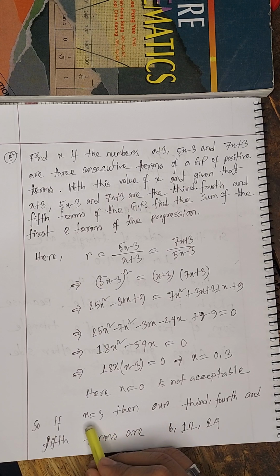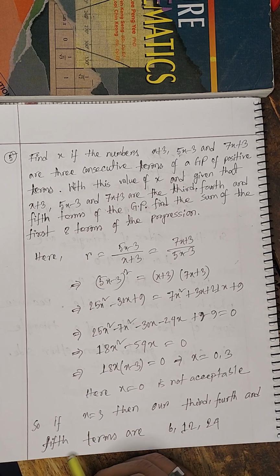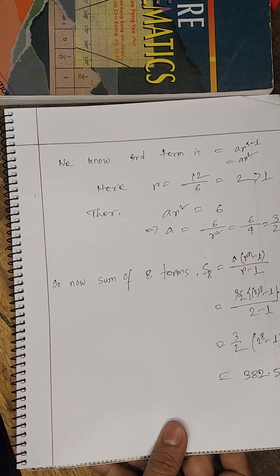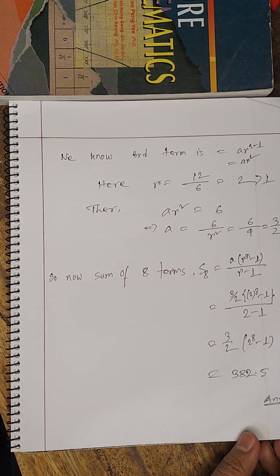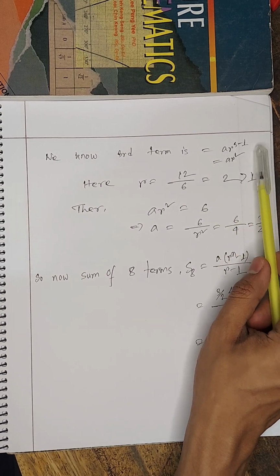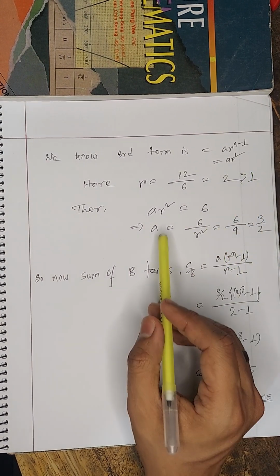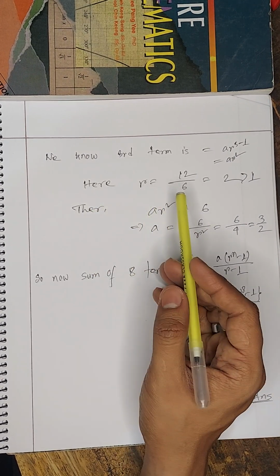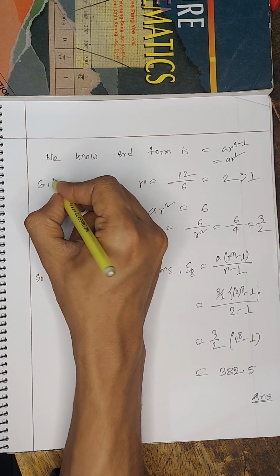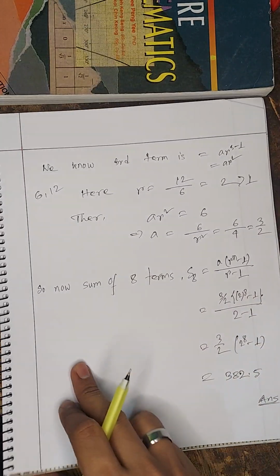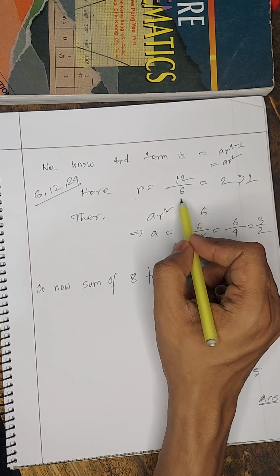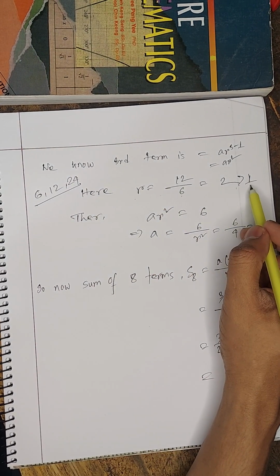So if x is equal to 3, then our third, fourth and fifth terms will be 6, 12 and 24, and we know the formula for the nth term. Our third term is ar to the power 3 minus 1, which is ar square. Our sequence here is 6, 12 and 24, so the ratio will be 12 divided by 6, which is 2, and it is greater than 1.